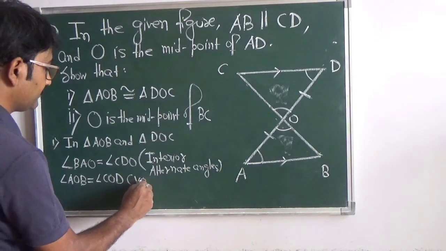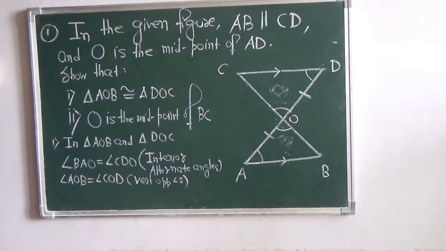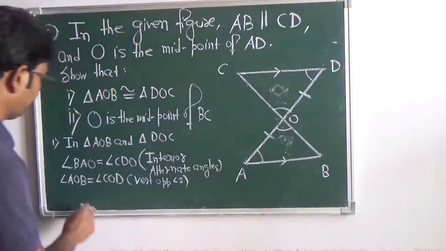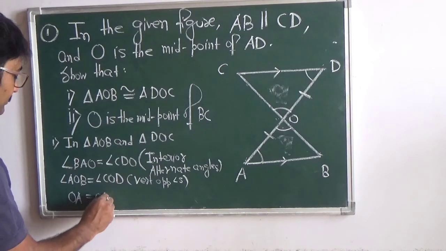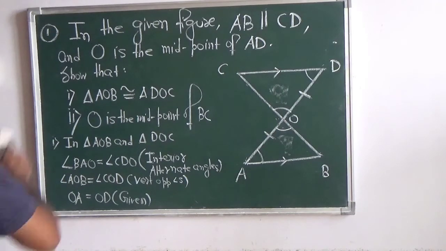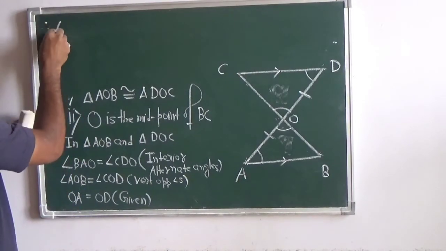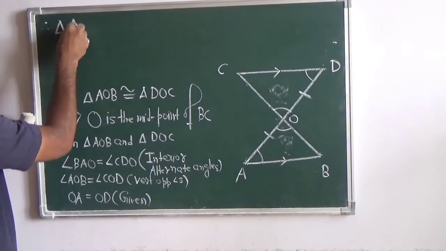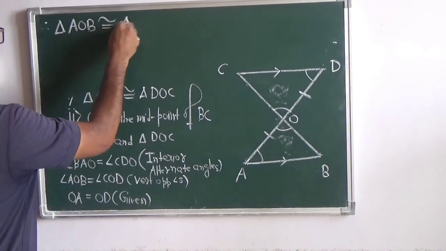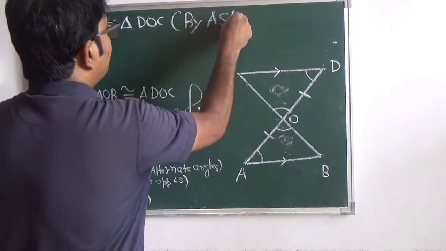Vertically opposite angles. And the third point, which is already given in the question, that is O is the midpoint of AD. So OA equals OD, and you write it is given. Okay, so finally you can say, therefore triangle AOB is congruent to triangle DOC by angle side angle rule.